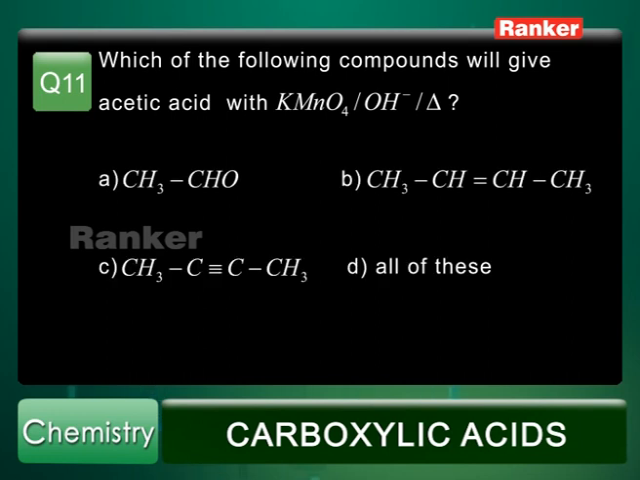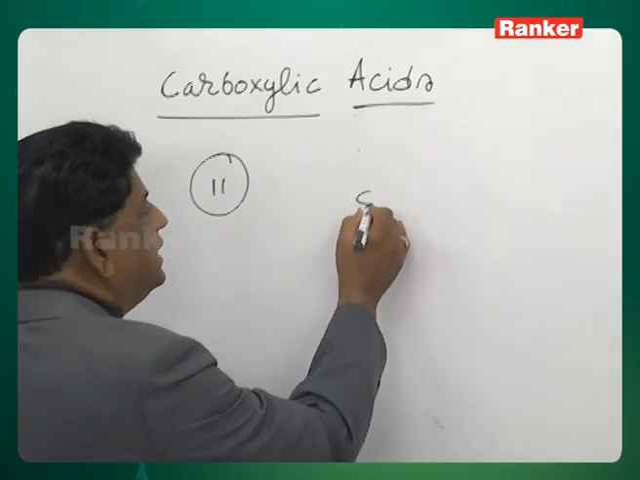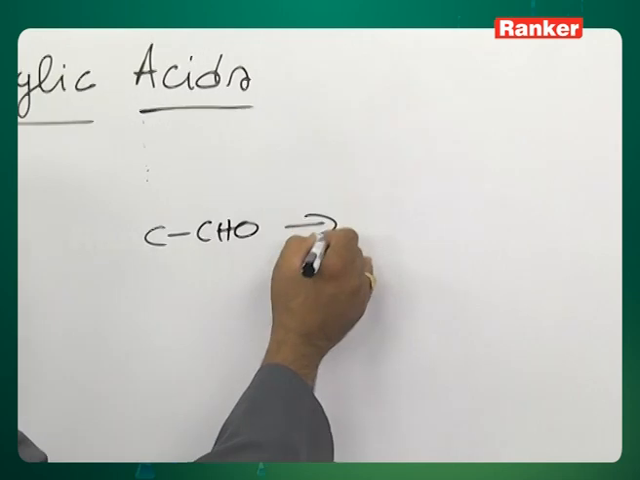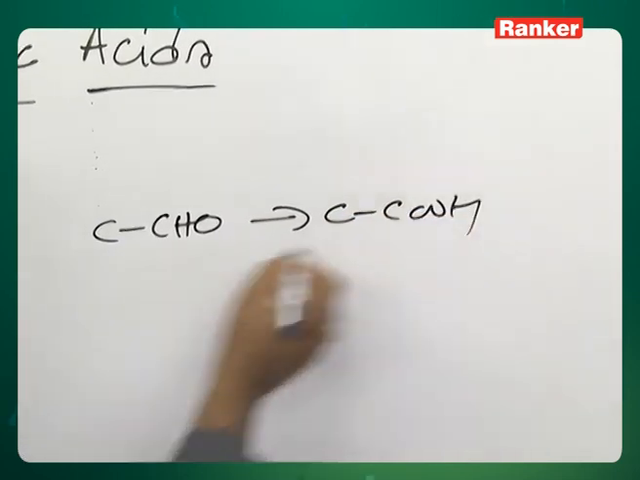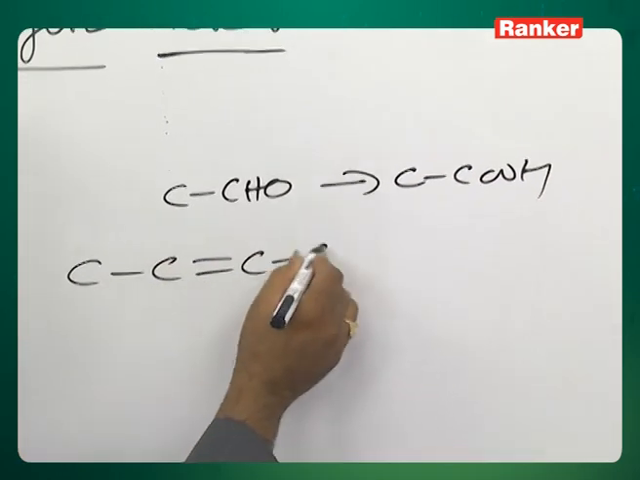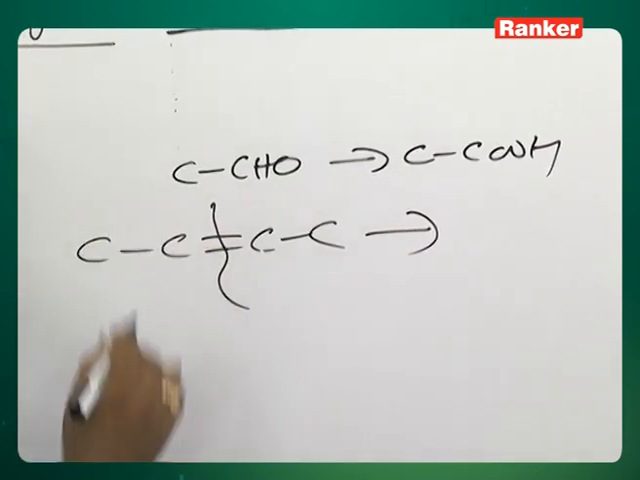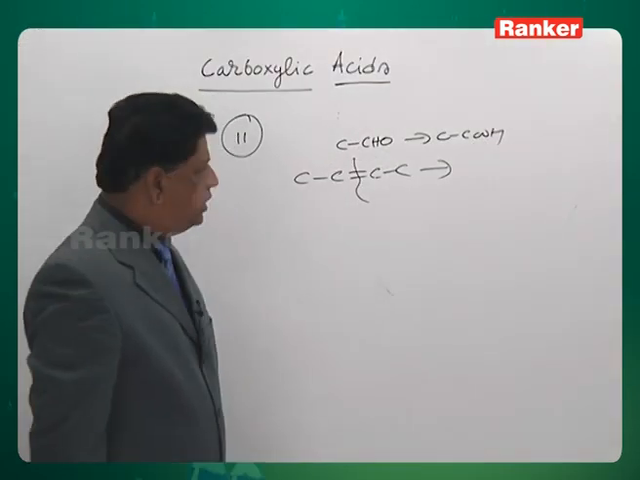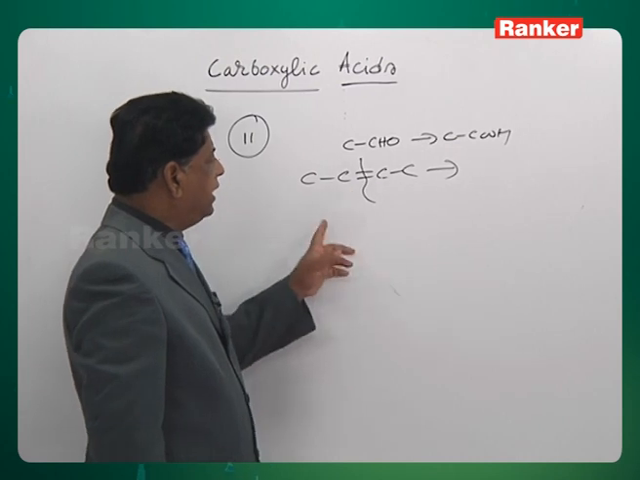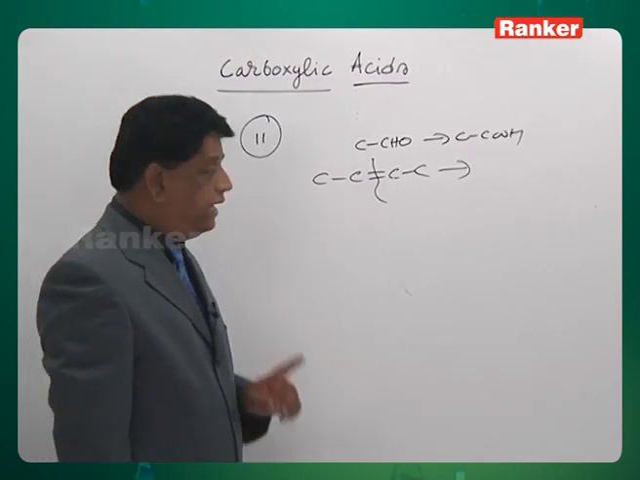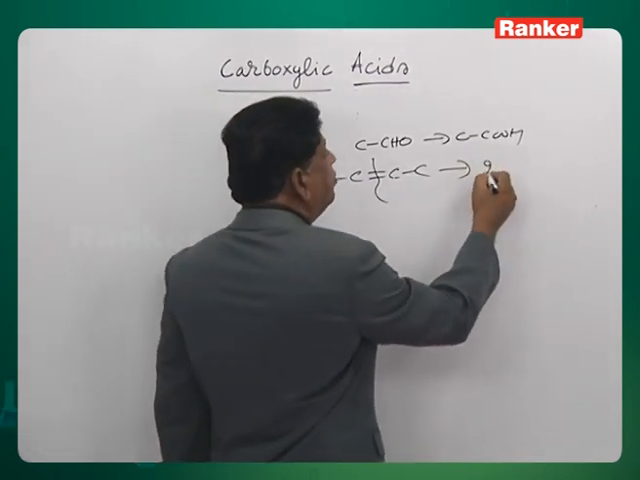Which of the following compounds will give acetic acid with permanganate in basic medium? So it is an oxidation reaction. Perhaps different compounds are given and they are asked for the oxidation reaction. You get acetaldehyde, and oxidation gives acetic acid. Even an alkene of this type undergoes oxidative cleavage, like ozonolysis or acidified permanganate or alkaline permanganate with heating. It cuts and you will get 2 moles of acetic acid.